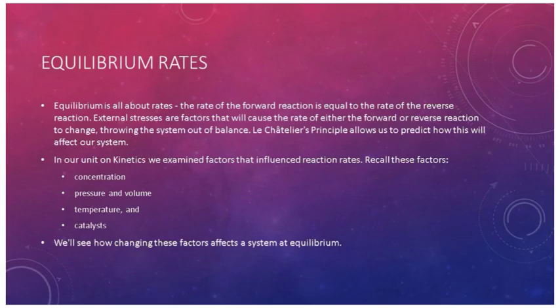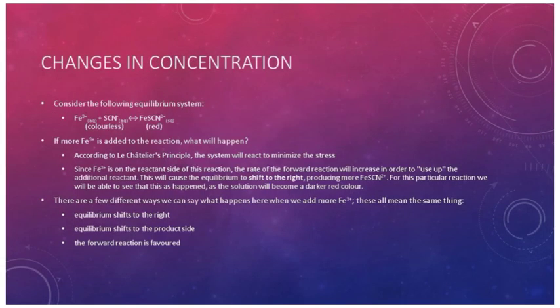In our unit on kinetics, we examined factors that influence reaction rates. Recall these factors. You would have looked at this in grade 10. So: concentration, pressure and volume, temperature, and catalysts. We will see how changing these factors affects a system at equilibrium. So we're going to start by looking at changes in concentration.